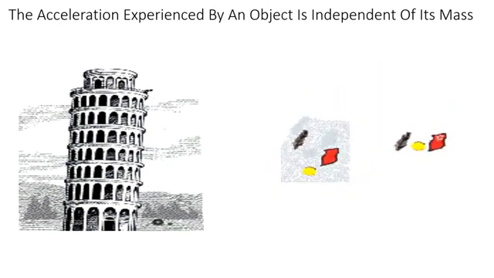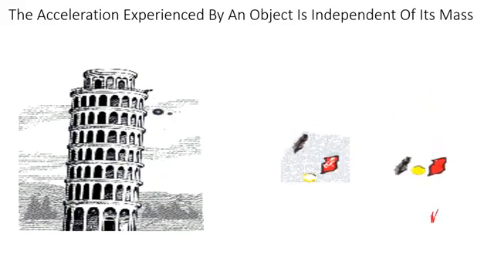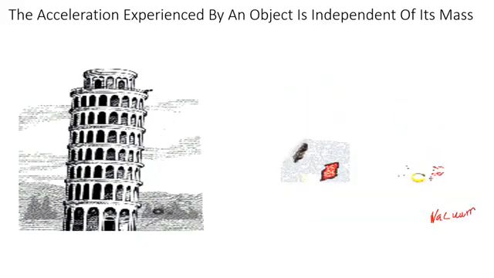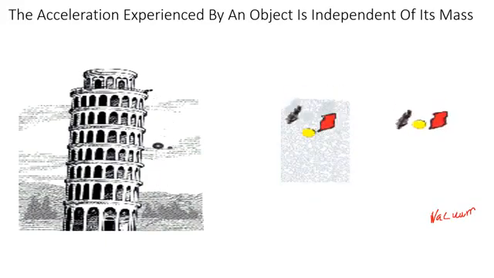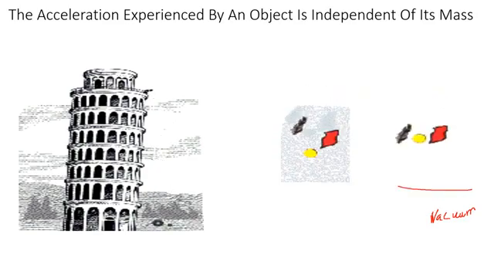Here there is a vacuum. In this case, there is a vacuum. And what we can see in the vacuum is that all are falling at the same time. You see very carefully, all are falling at the same time. Here you can see.